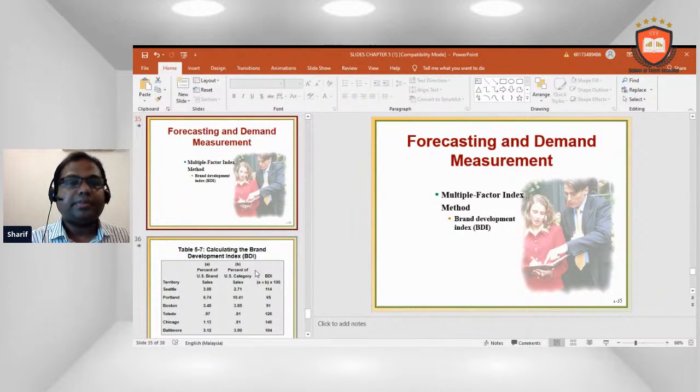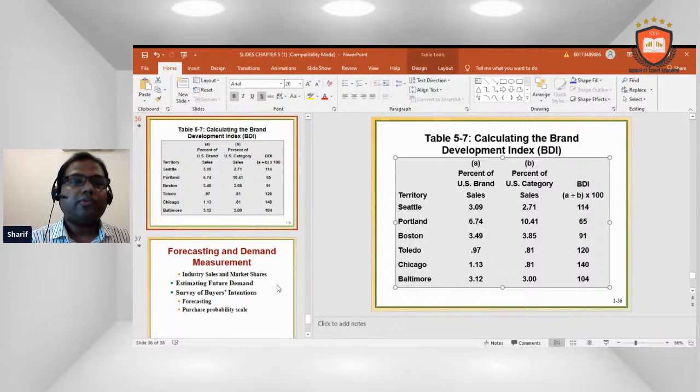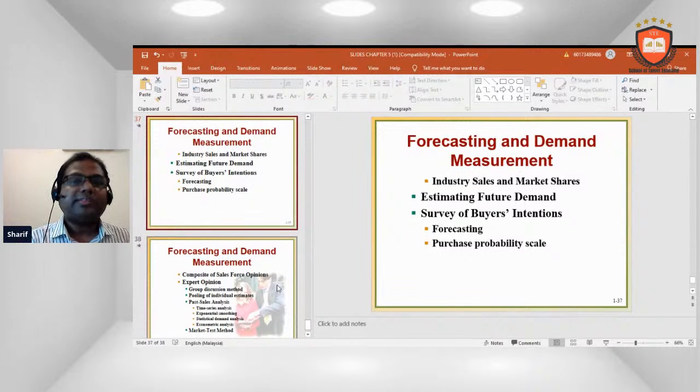At present, let's say in the present COVID situation, we have different markets, different potentials, and different things. In that situation, we have to develop the brand development index. So we have to be focused on a multiple factor index. Let's say calculating the brand development index: percentage of US brand, percentage of US category, and BDI. There are territories: Seattle, Portland, Boston, Toledo, Chicago, and Baltimore. These are the areas, and they have different sales. So we can forecast these things. So, forecasting and demand measurements.